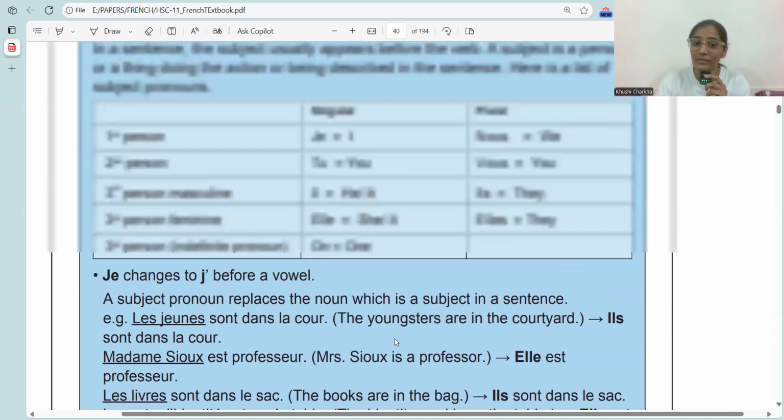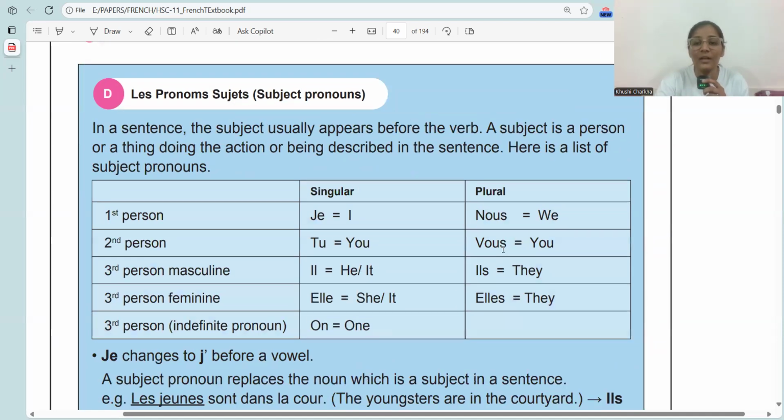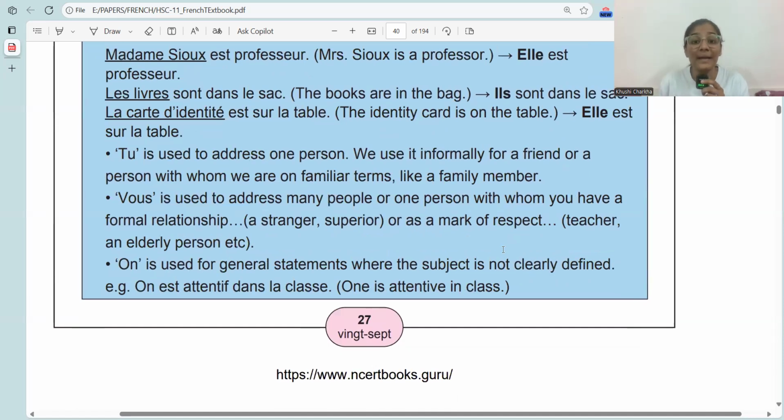Okay. We have two types of you. First option is tu, this one, and the second is vous. You can see tu is in the singular table, vous is in the plural table. So tu is obviously used for singular, meaning one person. Moving on to vous. Vous is used to address many people or one person with whom you have a formal relationship. Example, a stranger, your superior, or as a mark of respect, a teacher, an elderly person, or any other.